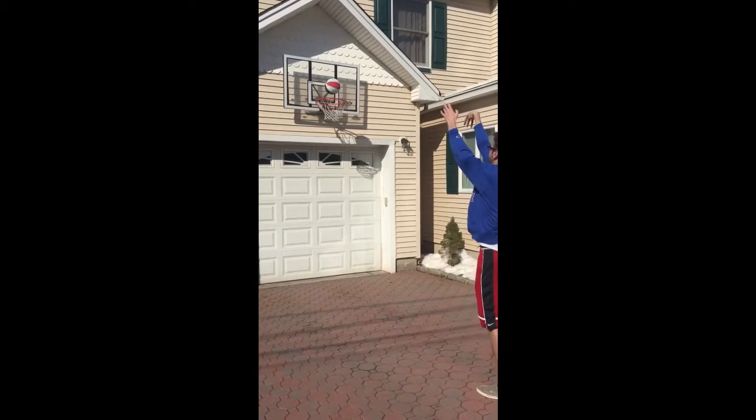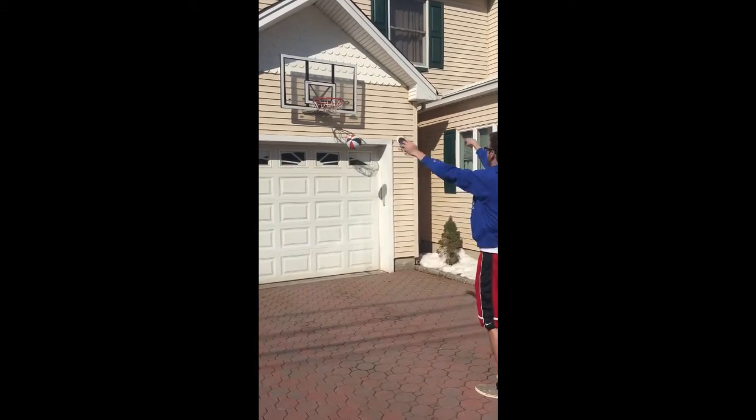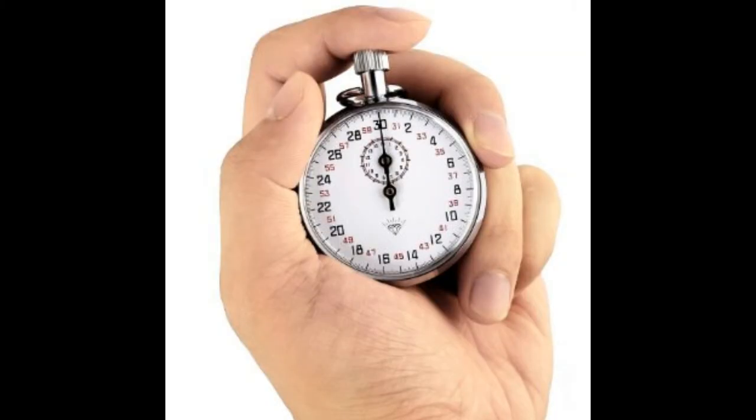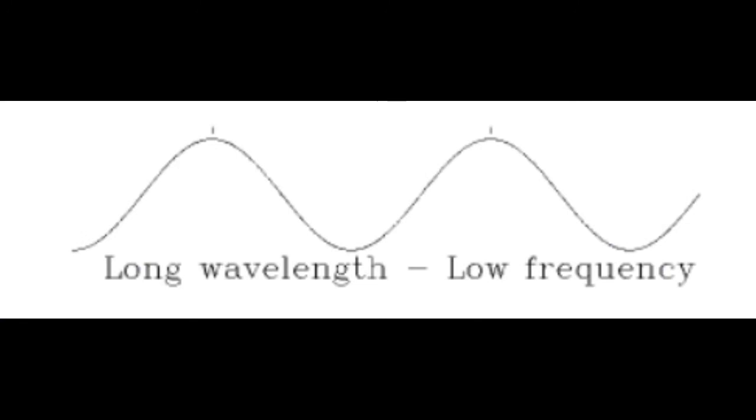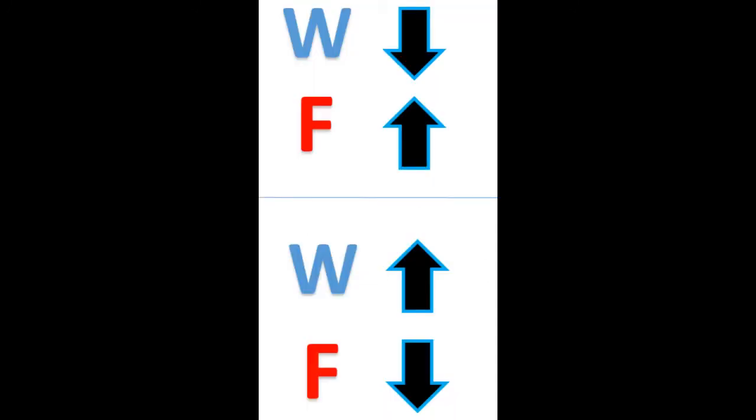The ball has to travel a further distance in order to complete a cycle. So, in this same 1-second time period, there were only 4 cycles completed. Since the wavelength increased, the frequency decreased. This image depicts the overall inverse relationship between wavelength and frequency.